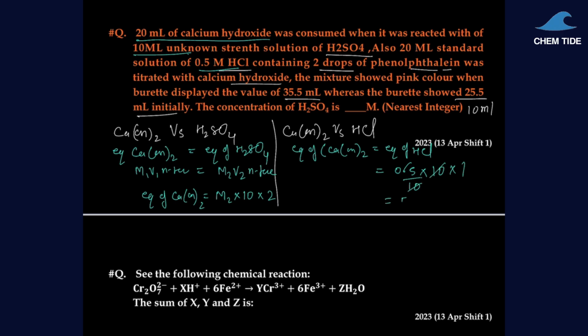So this has become 5. So I can put the value, this is 5, equal to M2 into 10 into 2. Okay, so 5 twos are 10. So M2 should be equal to 1 by 4, and that becomes 0.25.